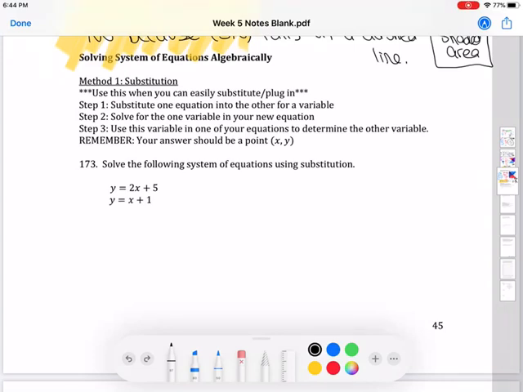Hi everyone! In this video we're going to be picking up where we left off on the week 5 notes, which was page 45 in your workbooks, and it was solving systems of equations algebraically.